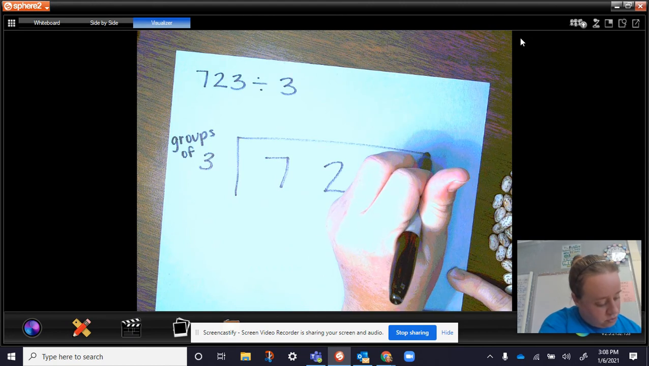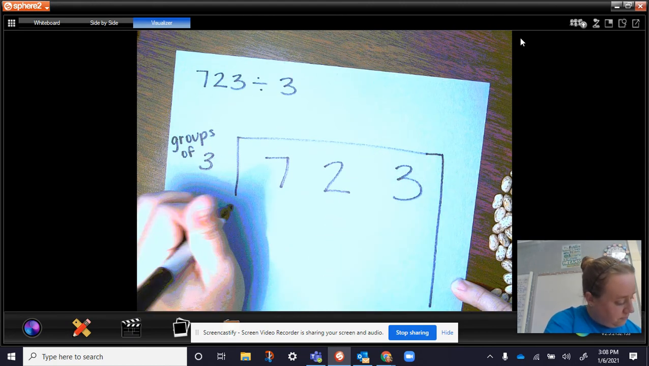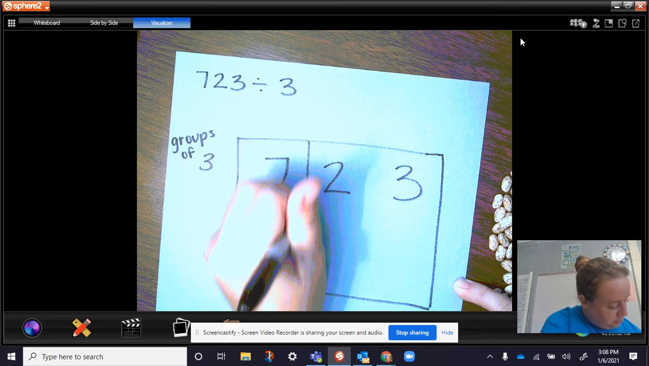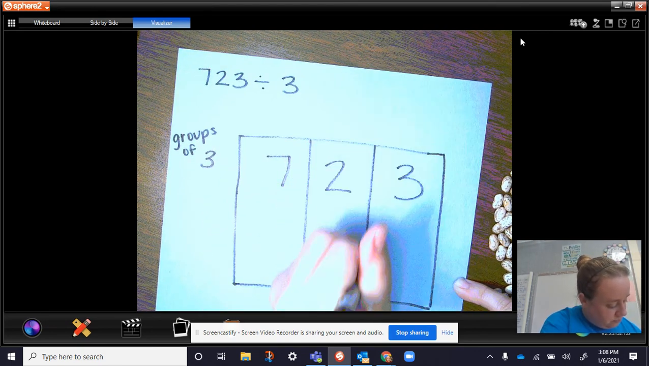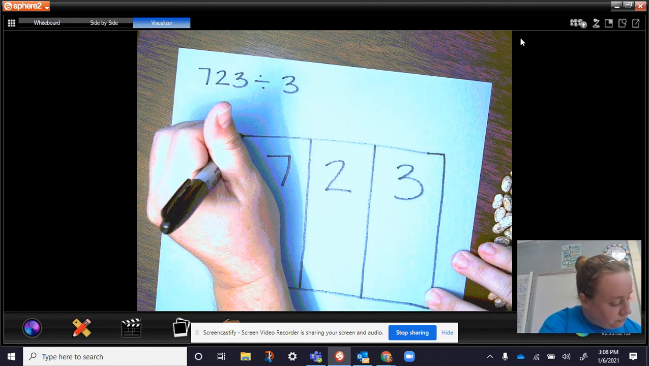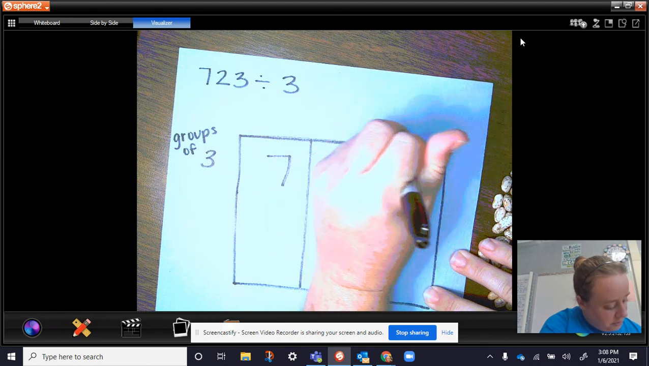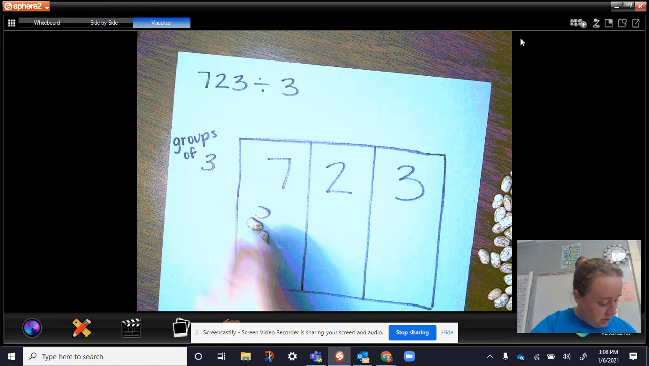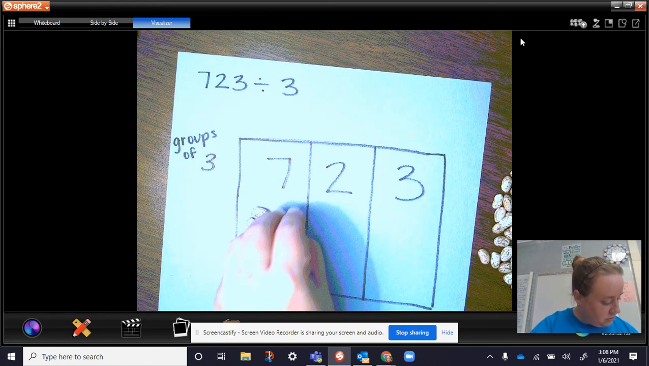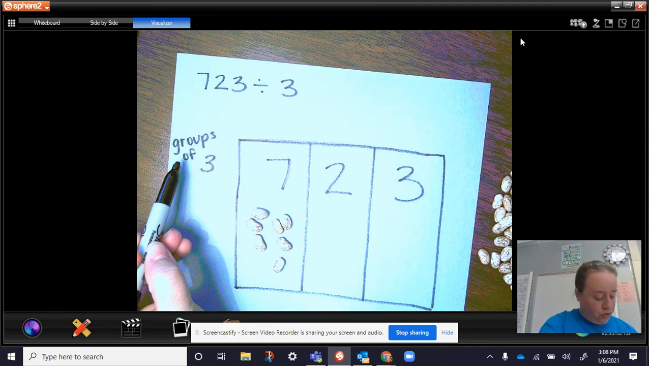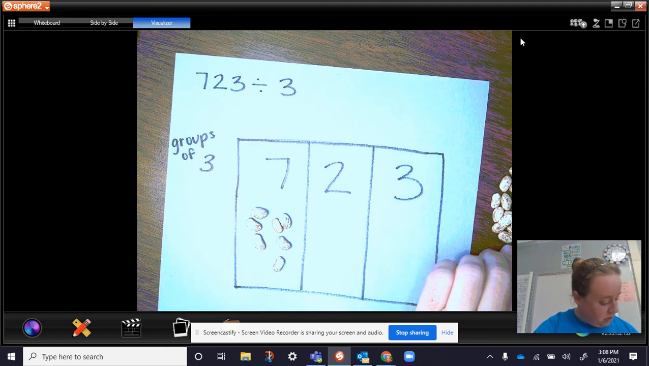So I'm going to draw the line straight down, and I'm going to separate all these numbers out, like so. All right, so now I'm going to show you the first way with manipulatives and then the second way without. So if I have 7 here, I'm going to put 7 beans. And I'm trying to make groups of 3.